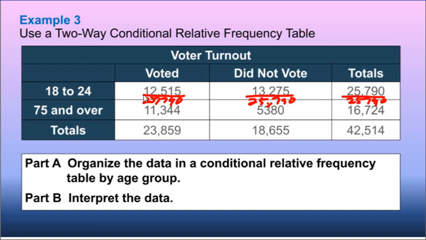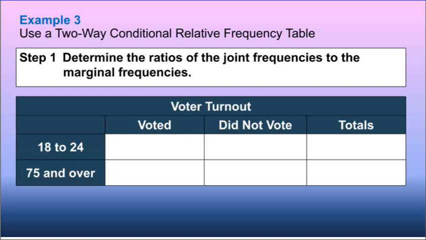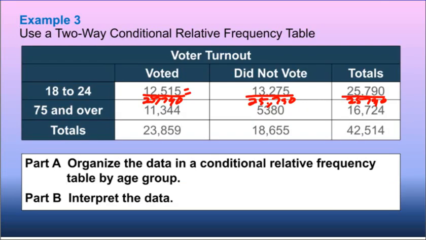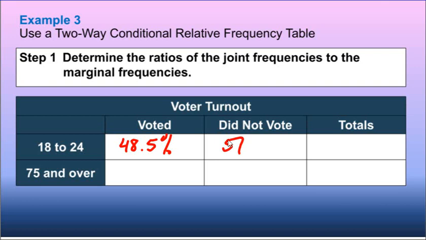Okay, so I just want to find out those from ages 18 to 24. What was their percent? So the percent of those who voted. So if I do 12,515 divided by 25,790, I end up with, I'm going to put this on the next slide here, 48.5%. Next, 13,275 divided by 25,790 gives us 51.5%. And if I were to add those them up, so 51.5 plus 48.5, this would give us 100%.